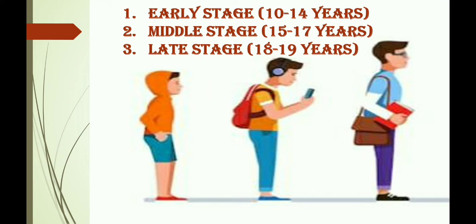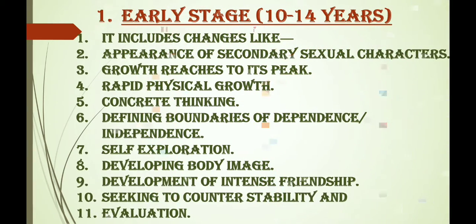Let us see the details of the first stage, that is the early stage. Early stage includes changes like appearance of secondary sexual characters. Now, what are secondary sexual characters? The part in your body which makes you feel what you are. That means a male looks like a male or a female looks like a female. That appearance is your secondary sexual character.